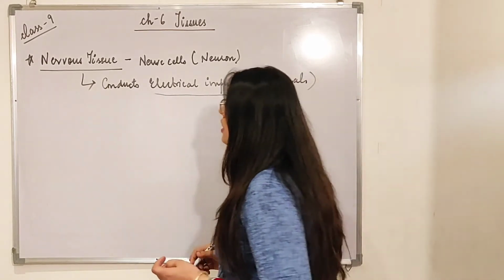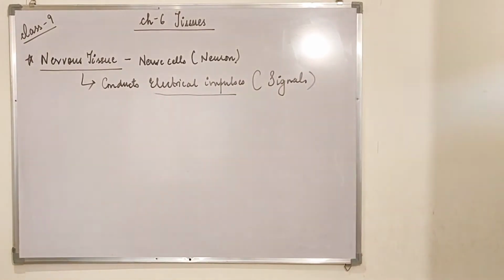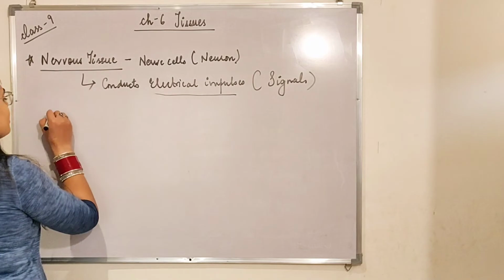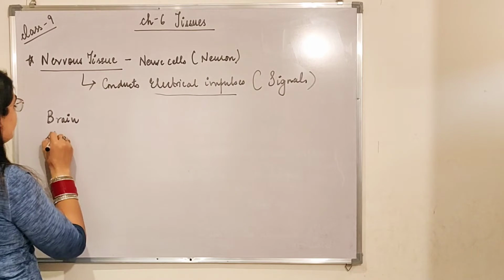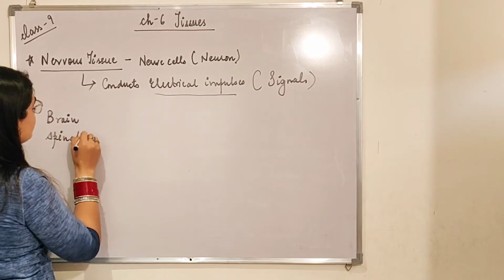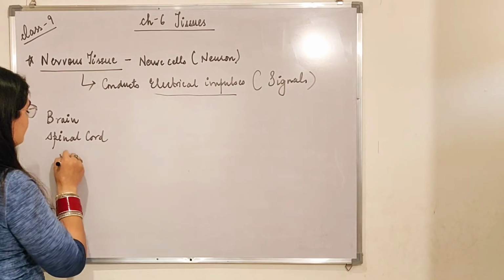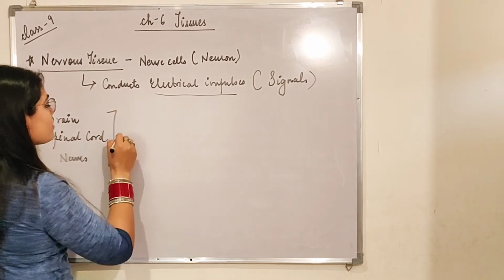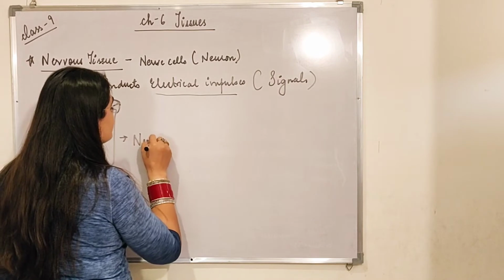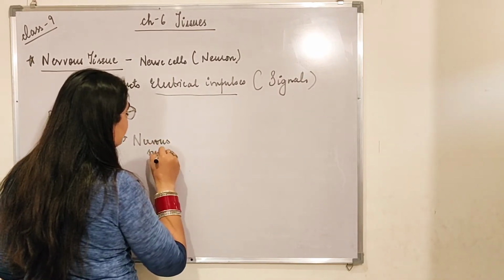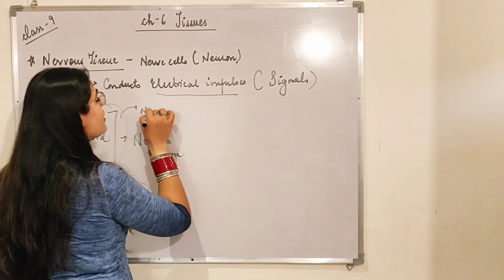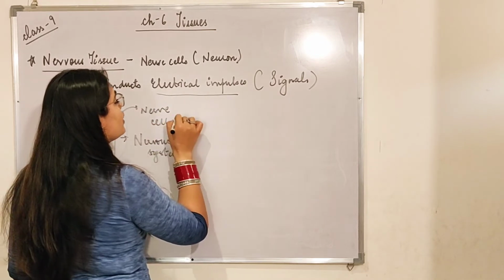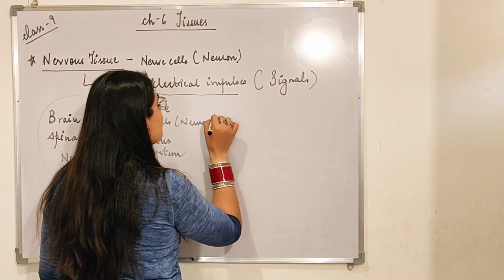And the nervous tissue is basically made up of cells called neurons. Brain, spinal cord and nerves. These three structures make up the nervous system, and all these three are made up of nerve cells, or you can say neurons.